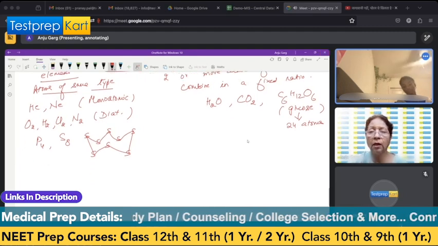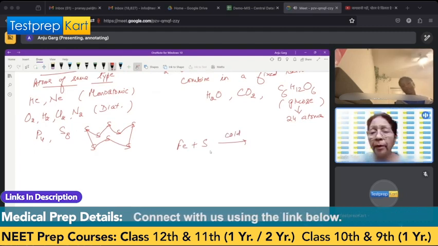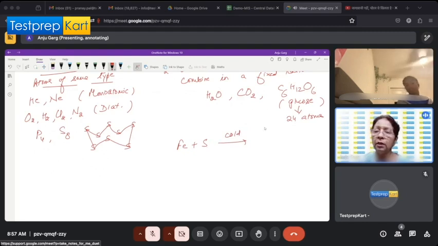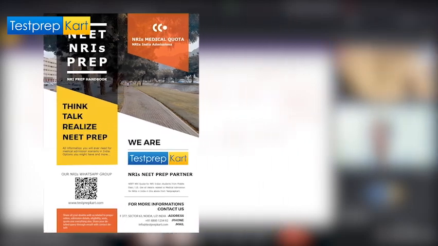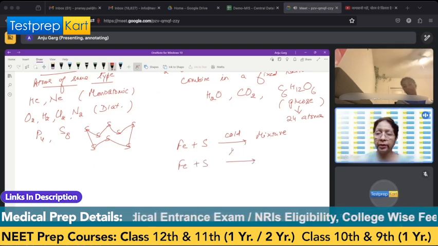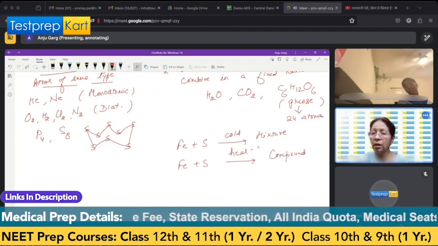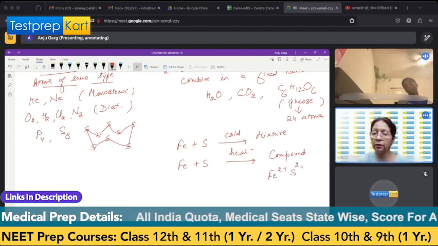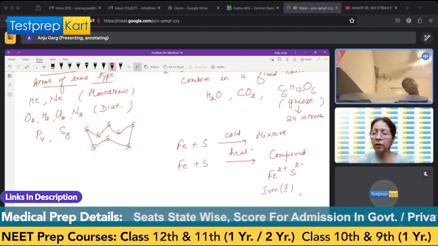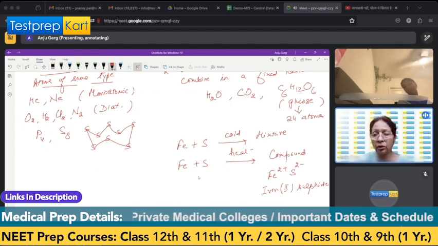Like if I give you iron filings plus sulfur powder in cold, I am not heating it. I just take this on a piece of paper, iron small pieces, sulfur powder, then I will get a mixture. But you can easily separate the mixture back into the constituents. How do you do that? You can use a magnet. But if you take this mixture in a china dish, in a crucible, and you heat it, on heating you will get a compound, because there will be a chemical reaction, and the formula will be iron sulfide. This becomes a compound, and now it is not possible to reverse this.